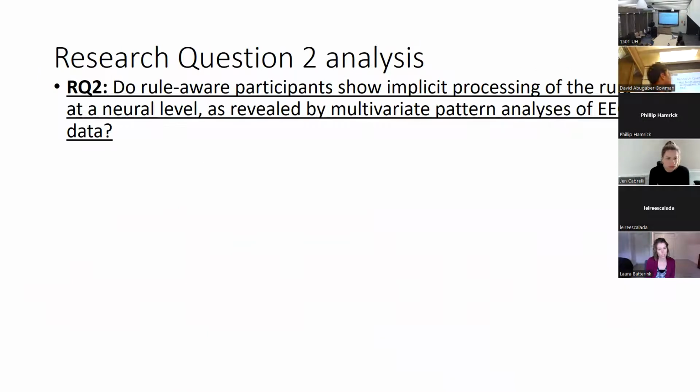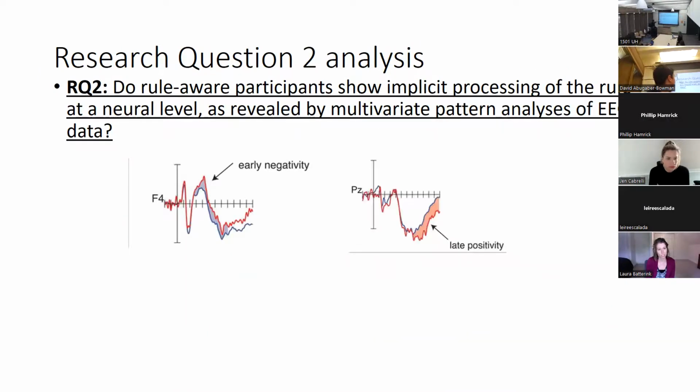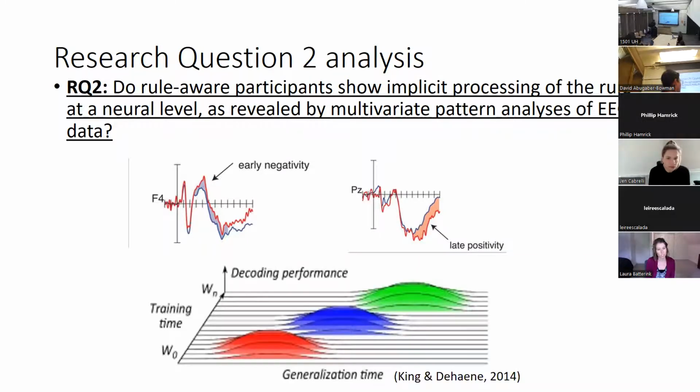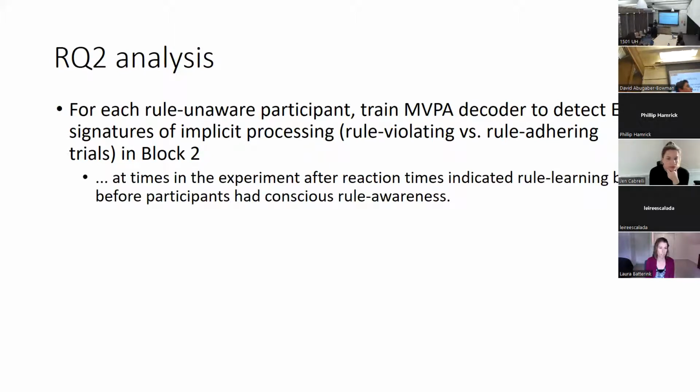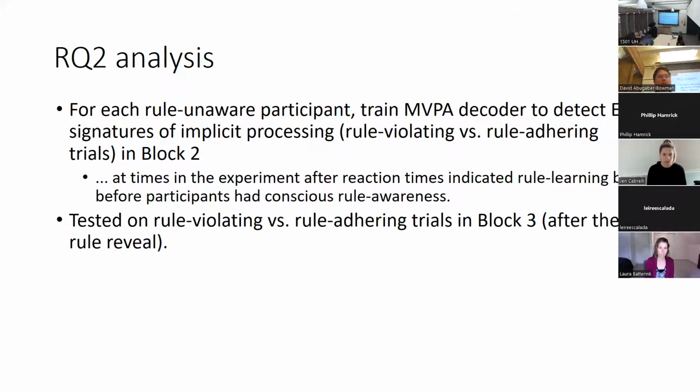For research question 2, just a brief reminder, what we wanted to do was see if the early negative and late positive ERPs are underlyingly occurring at the same time using time generalized multivariate pattern analysis, which is conceptually shown here. Okay, what we did specifically was first we trained an MVPA decoder to detect EEG indices of implicit processing. We took the rule unaware participants' block 2 data. This is the point in the experiment where their behavioral effects show some learning, but their interview responses show that they're not yet consciously aware of the rule.